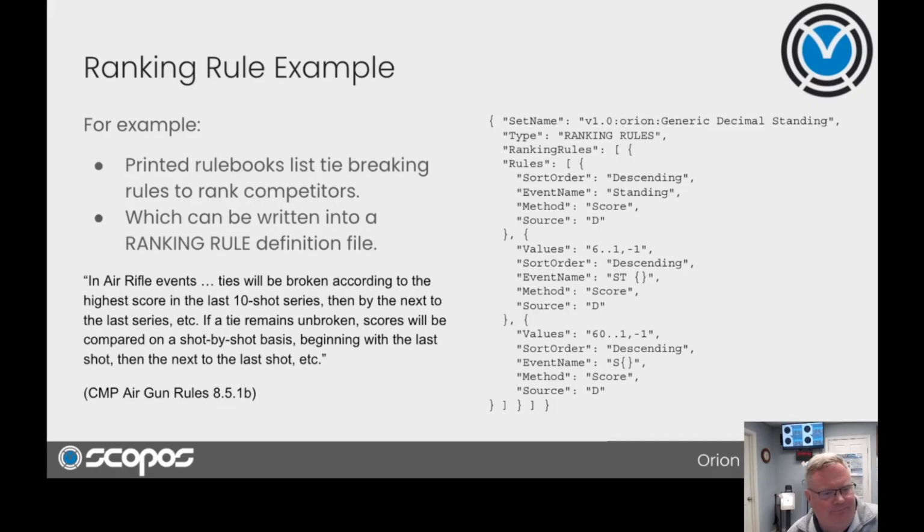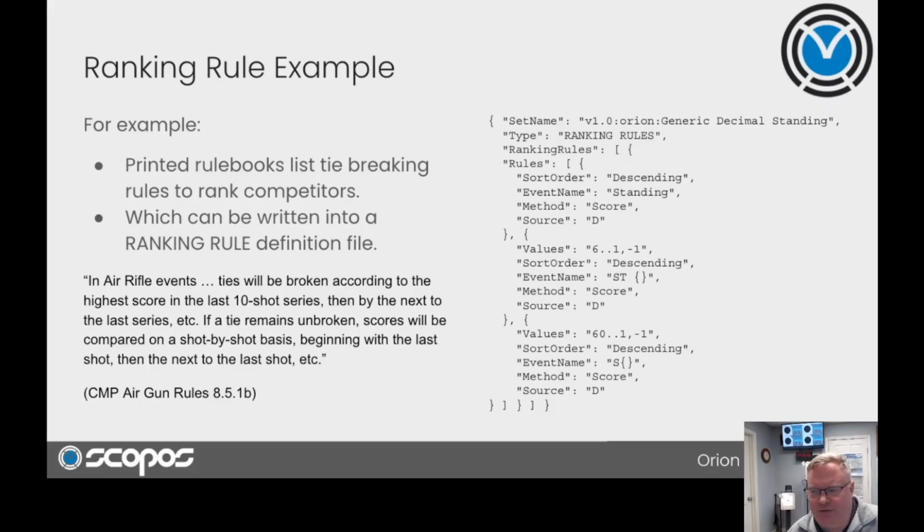they read: ties will be broken according to the highest score in the last 10-shot series, then by the next to last series, and if a tie remains unbroken, scores will be compared on a shot-by-shot basis, beginning with the last shot, then next to the last shot, etc. All right, so that's what the printed rulebook says.